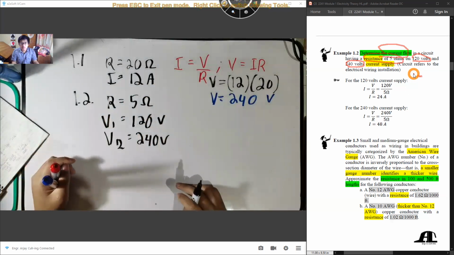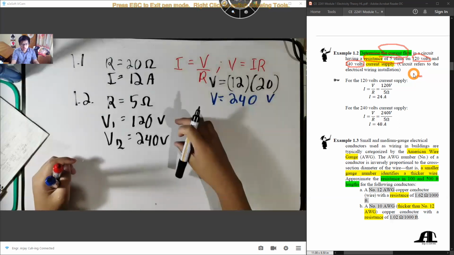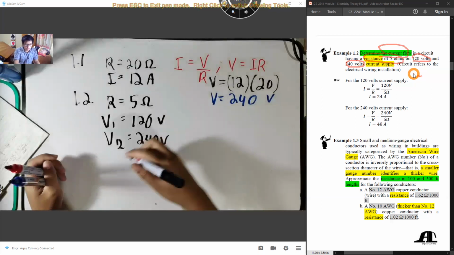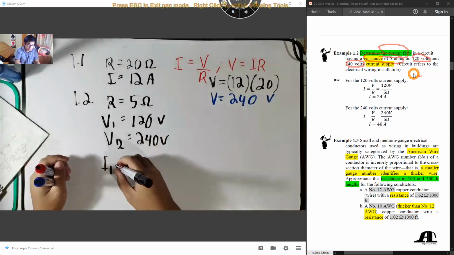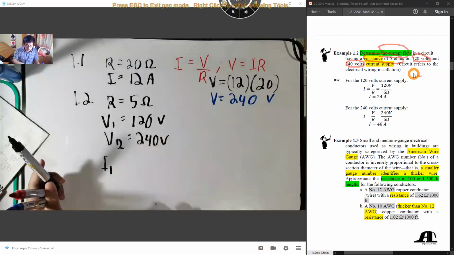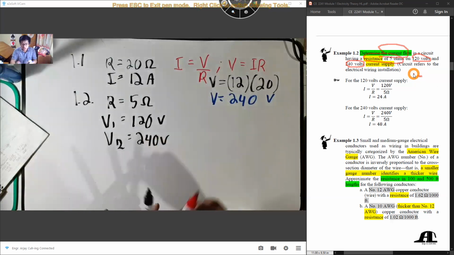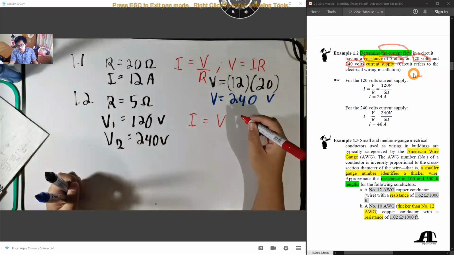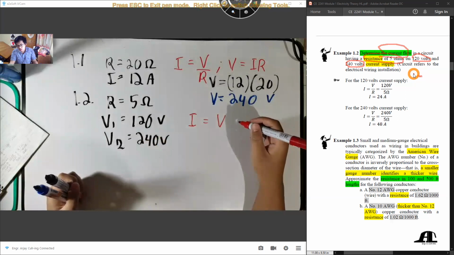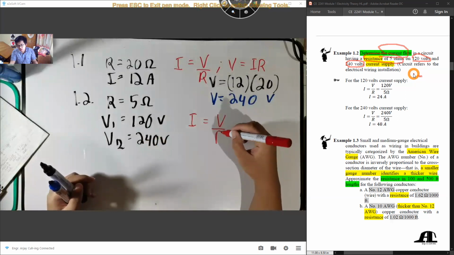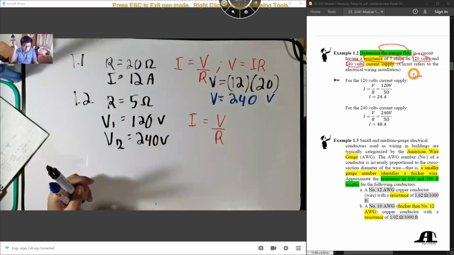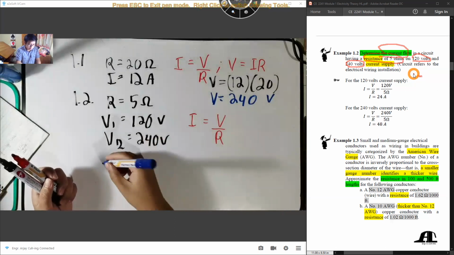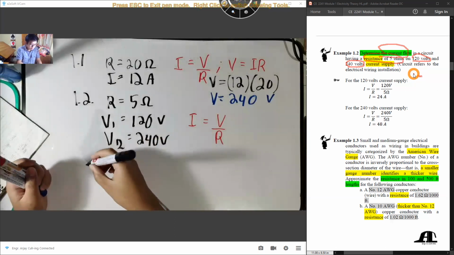So, paano to class? So, kukunin lang natin yung current class given yung dalawang ganyan. So, isang resistance, dalawang ano. So, ganun tayo class, dalawang current. Okay? So, again, yung formula lang natin, Ohm's law class, no? So, I is directly related to voltage, tapos inversely related class to resistance.